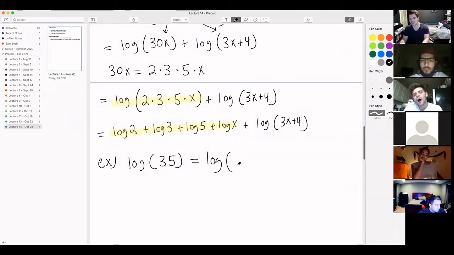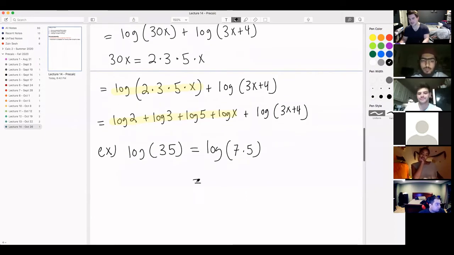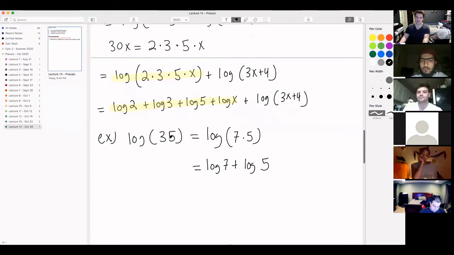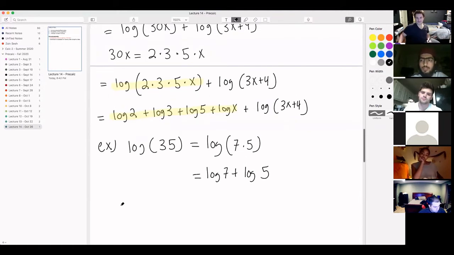So you're saying 35 is the same as 7 times 5, and then this would be log 7 plus log 5, right? Yes, but that would be unnecessary. It's not a good example because you can't factor 7 and 5 anymore either. But yeah, I know what you mean. Sorry about that.